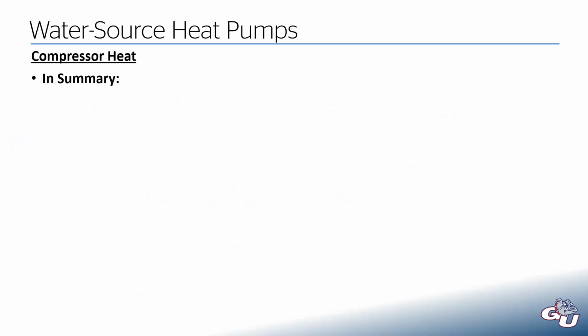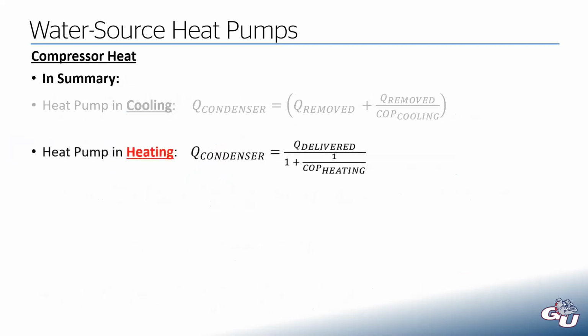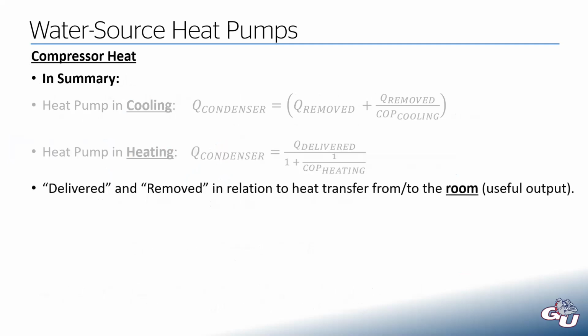To sum it up into one nice easy slide, if you have a heat pump in cooling mode, if you have a heat pump in heating mode. And just keep in mind that the delivered and removed in those equations, that's in relation to the heat transfer from or to the room or space, because that is our useful output. In a cooling system, the useful output is how much heat did I remove from the space, because that's really how much air conditioning you're getting, at least useful air conditioning. The Q delivered in heating mode, how much total heat did I deliver into the space? That's the useful output in heating mode.